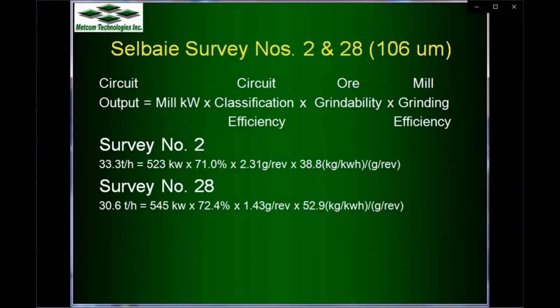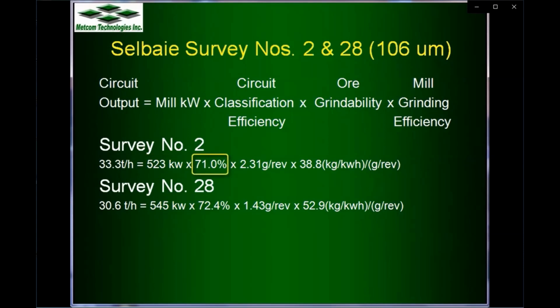During the initial survey, the production rate of new product size material, that is material finer than 106 microns, was 33.3 tons per hour. This was calculated from the tonnage to the circuit, the size distribution of the cyclone overflow, and the size distribution of the new feed coming into the circuit. The mill power draw was 523 kilowatts as calculated at the pinion. The circuit classification system efficiency was 71%.